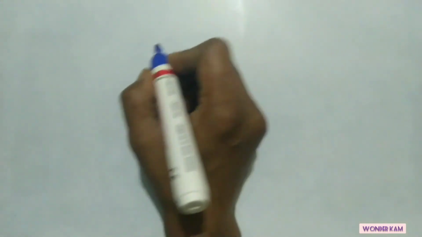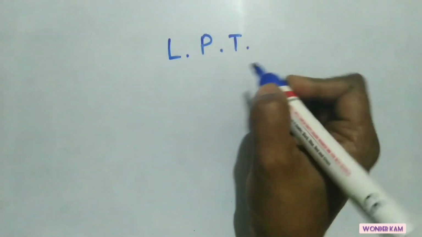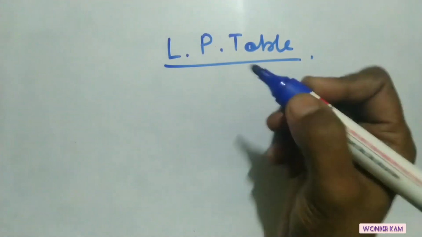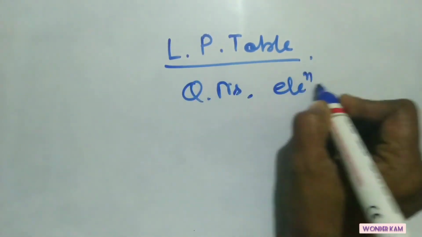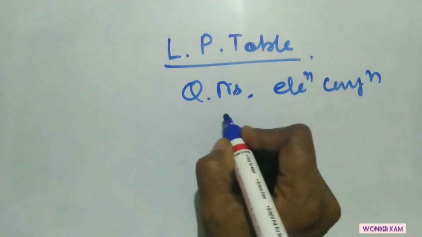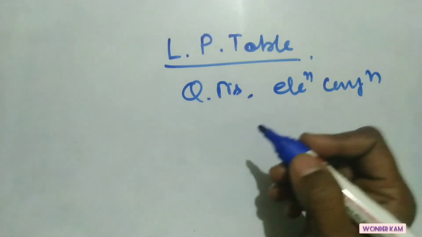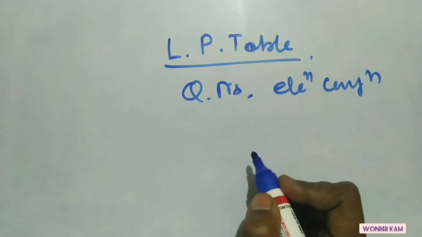So for the time being, this is all about the long form of the periodic table and its importance. I will be discussing more about quantum numbers, electronic configuration, and periodicity, and many more things like ionization enthalpies, electron affinity, etc. in my next video. So keep watching and keep learning.